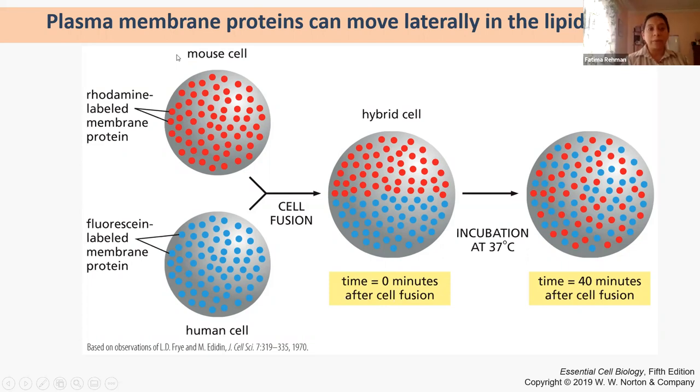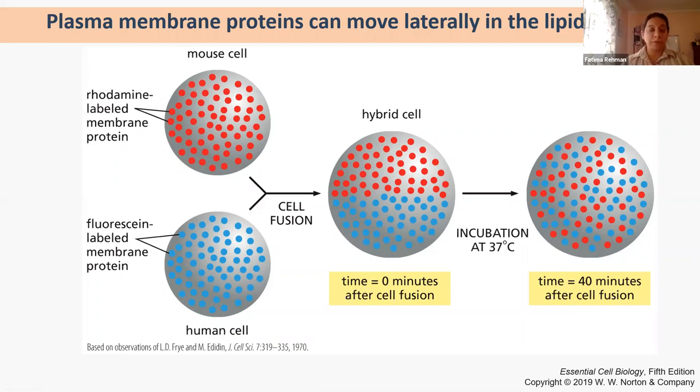So you had one cell that was fluorescently labeled with a red dye, another one that was fluorescently labeled with a blue or a green dye. And then they were fused together to create a hybrid cell. Initially, when they were fused, the two cell membranes were quite different. You could see the two types of labels very separated.